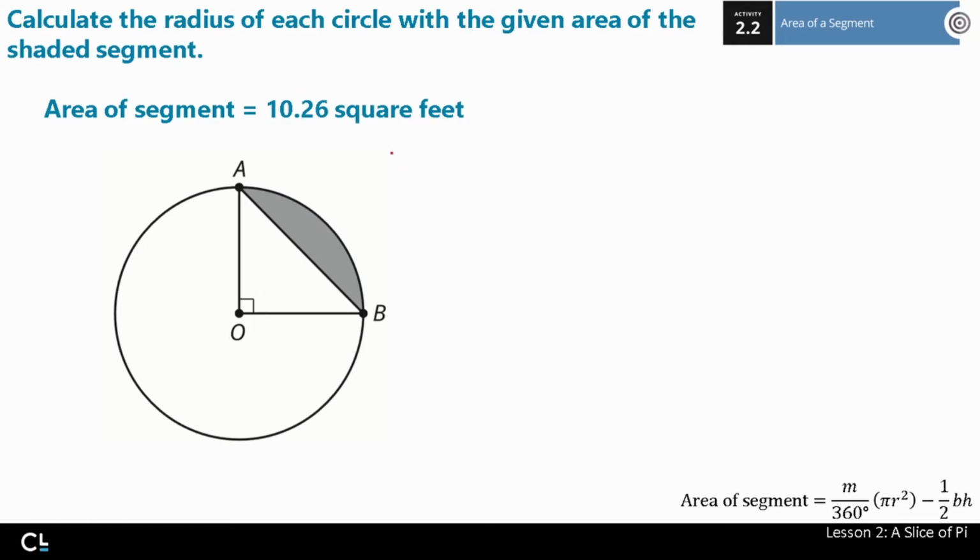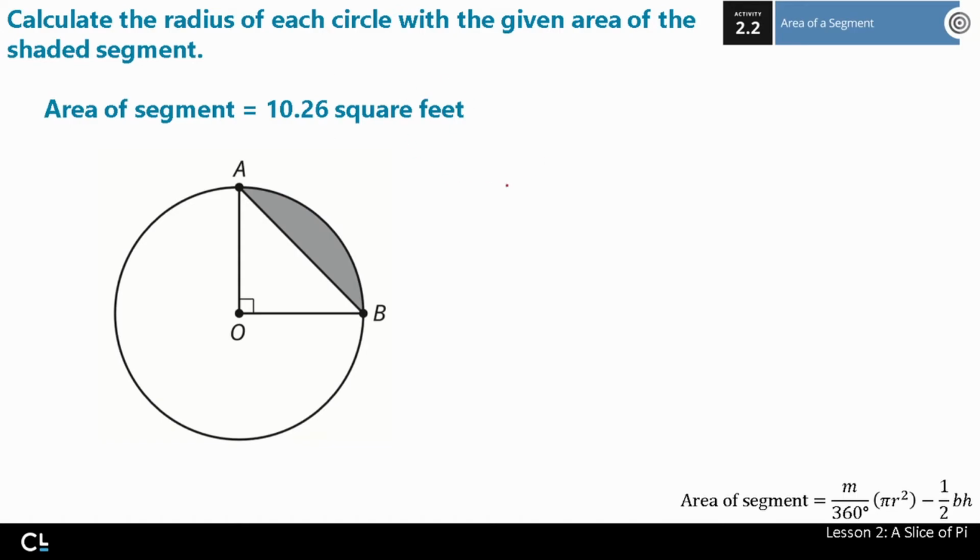So now we just have to set this whole thing up, right? And now this is going to be a little more complicated because we don't know our radius. But the thing is, our radius is also going to be the base and height. So there's going to be some combination we could do here, right? We're going to be able to get rid of some stuff, and then we're going to be able to combine things.